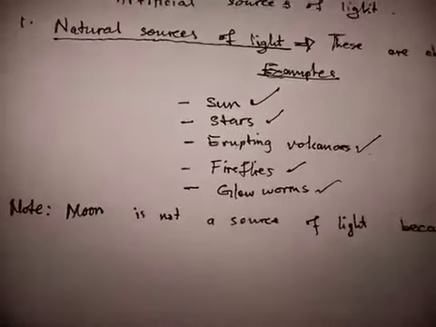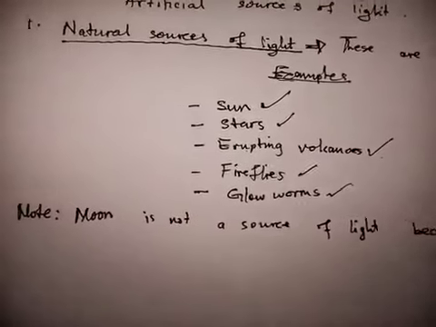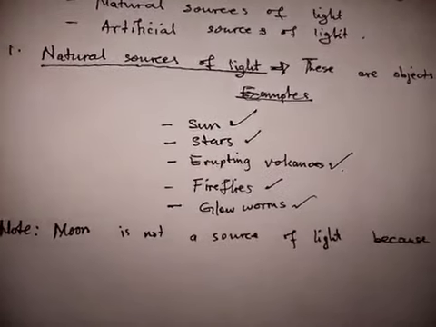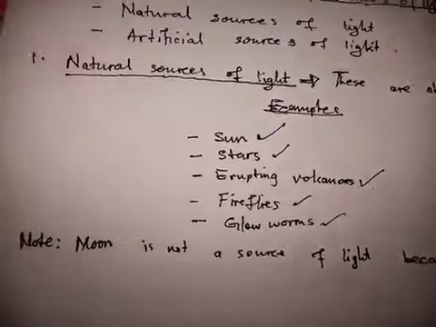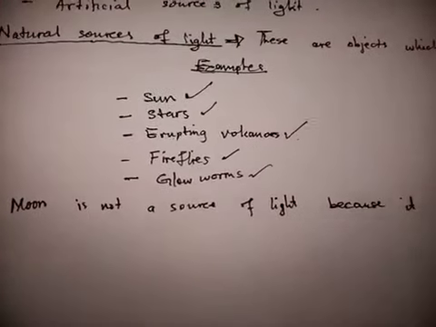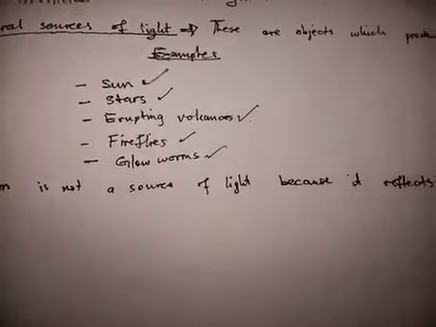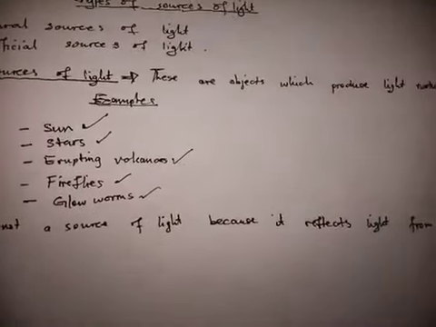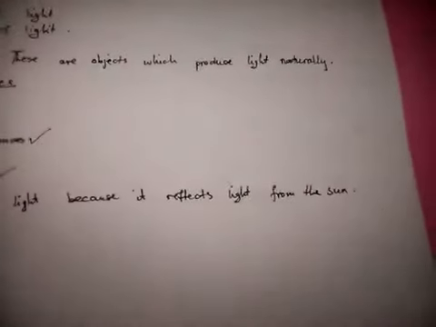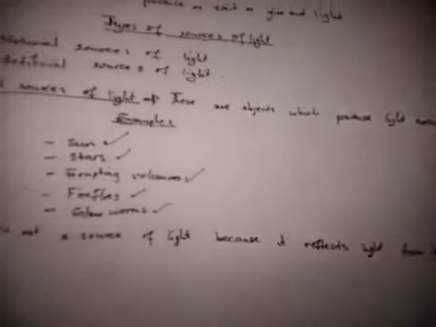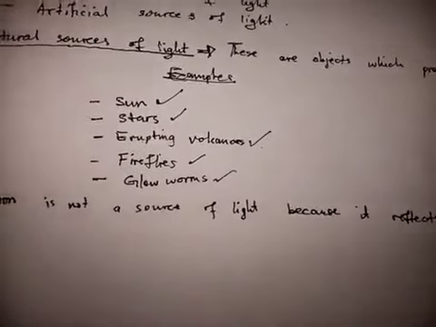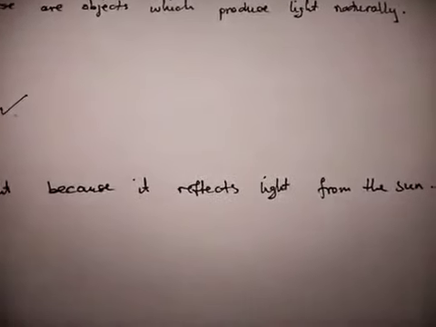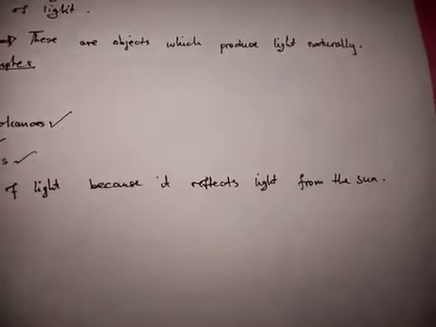However, at night we know that there are some days where we get light. When we see the moon, we see light coming from it, and we may think that this light is produced by the moon, but it is not the case. The moon is at the angle where it gets light which comes from the sun, then it reflects it onto the earth, and we are able to see light. So the moon is not a source of light because it reflects light from the sun. Take note of that.